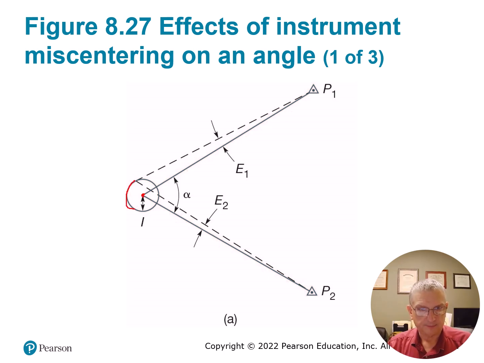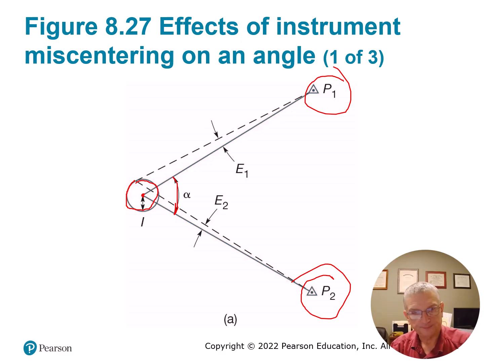Let's just say that the 0 is where the instrument is set up, and alpha is the angle that you turn. You back-sighted point 1, and you've turned an angle of foresight to point 2. So you measured an angle of alpha.